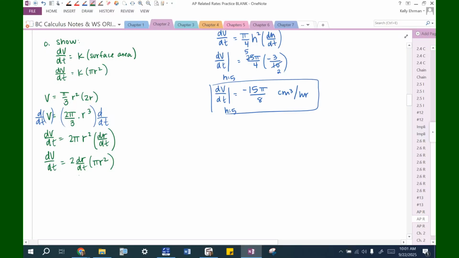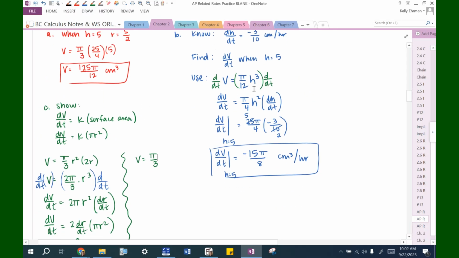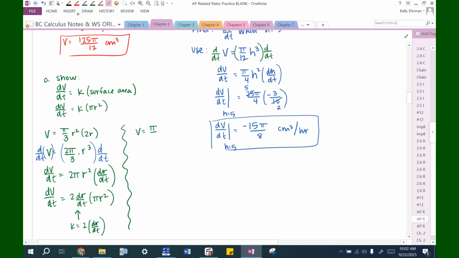Okay, so I could say that K is equal to 2 times dr/dt. I'm not quite satisfied with that though, because I'm wondering if they want a number. So maybe let's go back and do this. What if we did use pi over 12 times h to the third? Then we would get dV/dt equals pi over 4 h squared dh/dt. Oh, I think this is probably better.